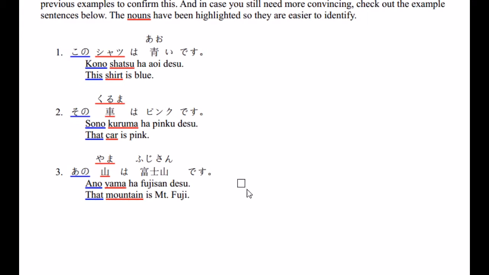And maybe I'm right here and Mount Fuji is way over here. So I have to say, ano yama. That mountain over there is Mount Fuji.